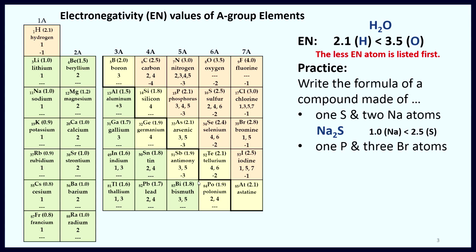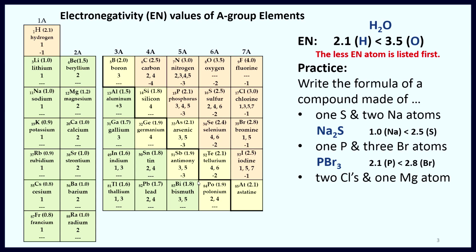Now in the second case, I have 2 nonmetals, 1 phosphorus and 3 bromine atoms. In this case, we will need to look up the electronegativity values to decide on the order in the formula. Phosphorus is 2.1 and bromine is 2.8. And since phosphorus is less electronegative, it's listed first. The formula then is PBr3, since there are 3 bromine atoms.